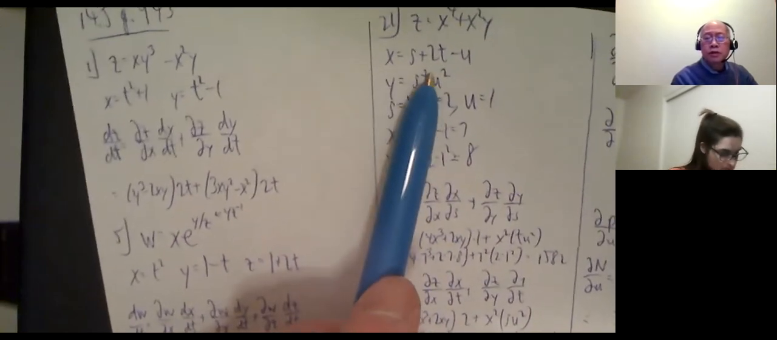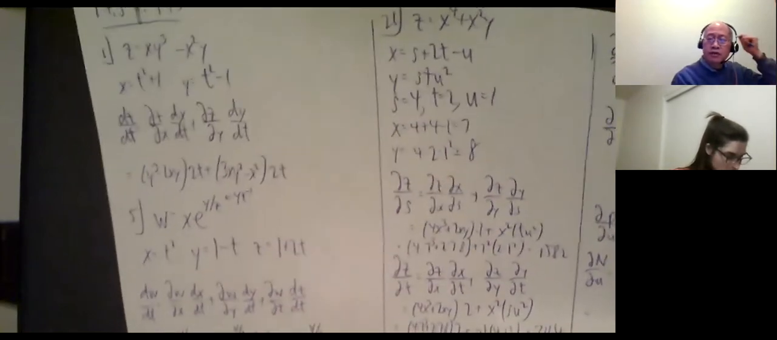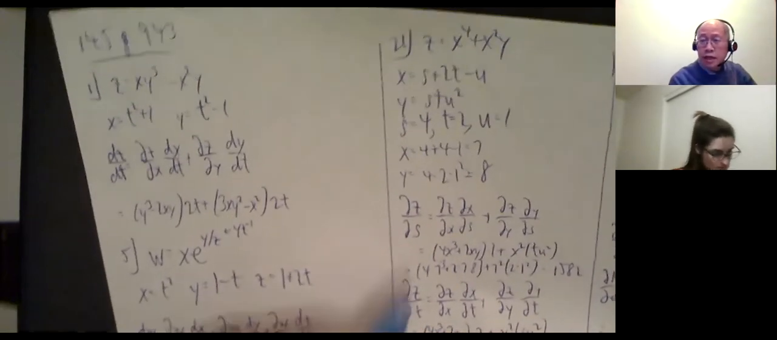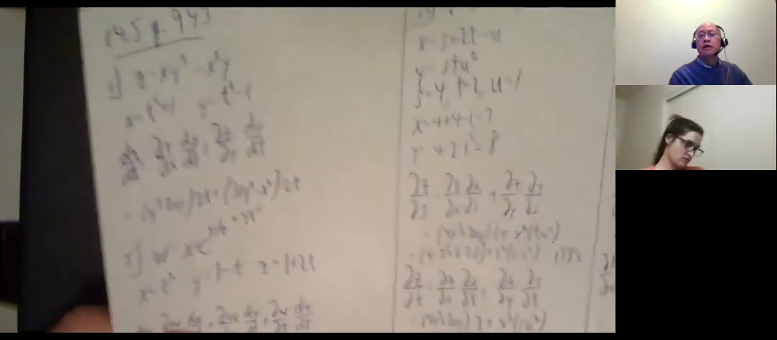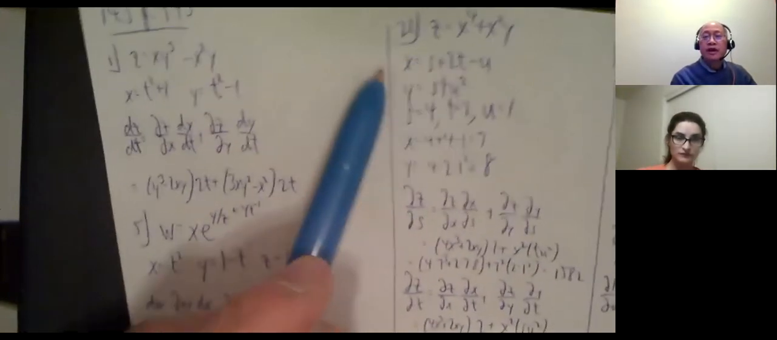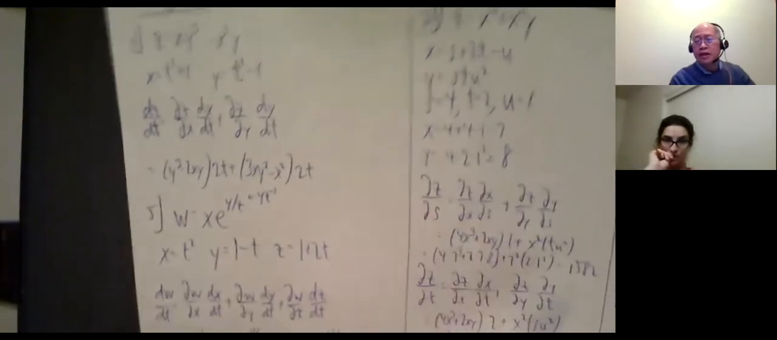So x is s plus 2t minus u, just plug these guys in. So 4 plus 2 times 2, 4, minus 1, 7. So x is 7. Y is stu squared. So s is 4 times t is 2 times u squared is 1. So 4 times 2 times 1 squared is 8. Okay. So when I do my derivatives, my expressions will have s, t, u, x, and y. So I just plug in 4, 2, 1, 7, and 8. That's all.